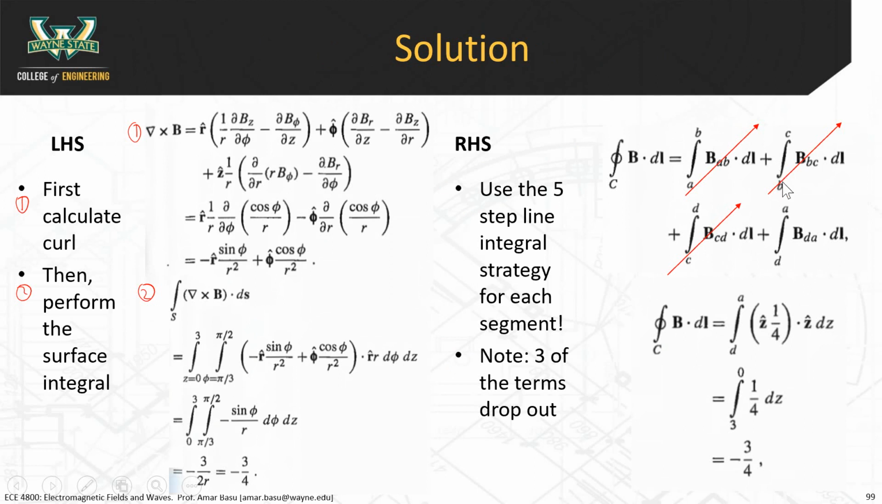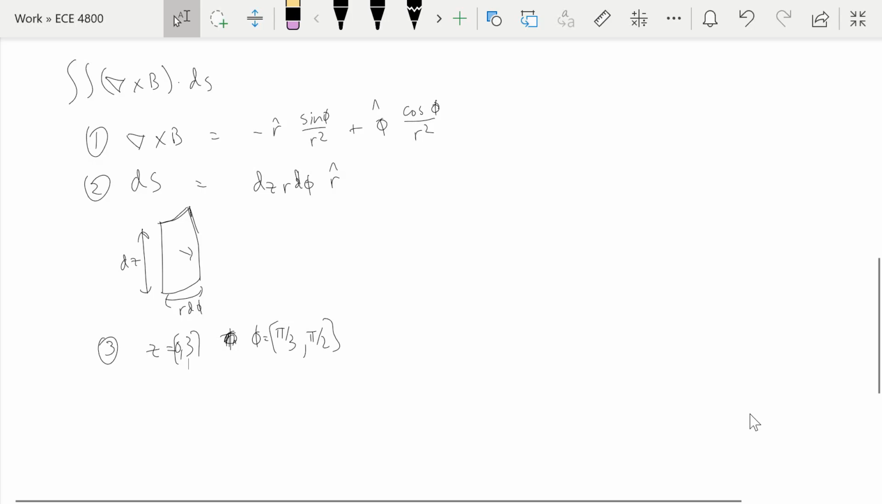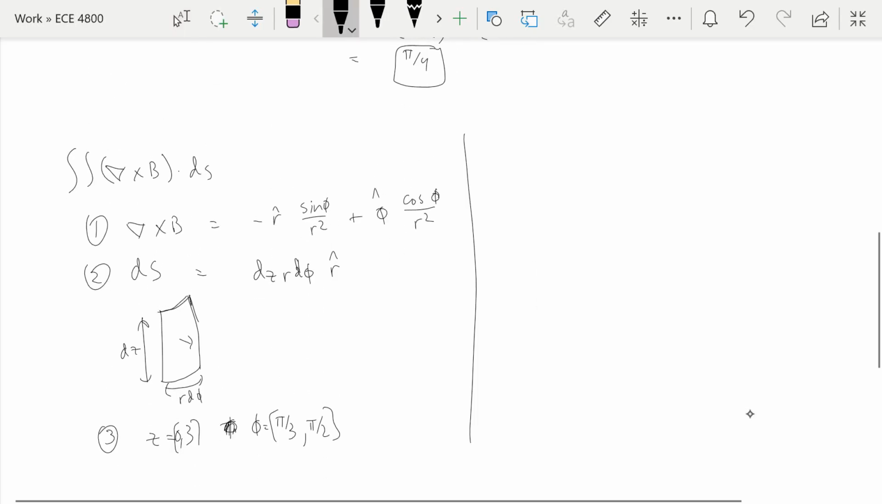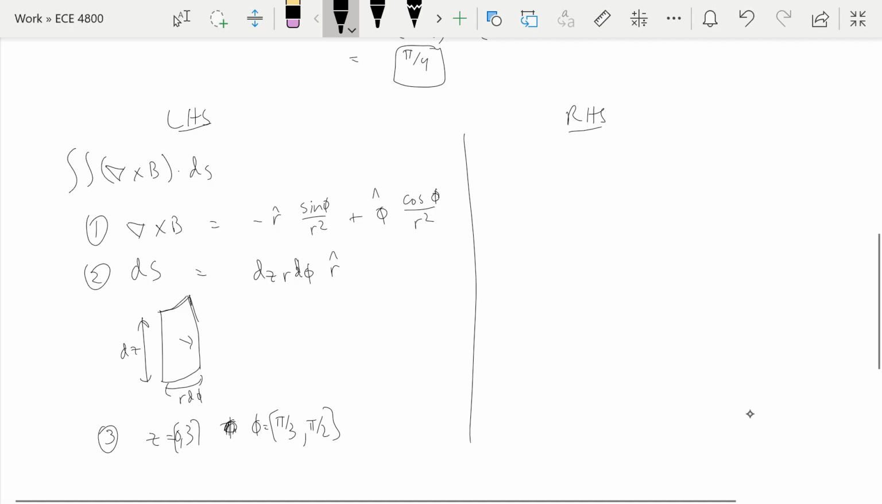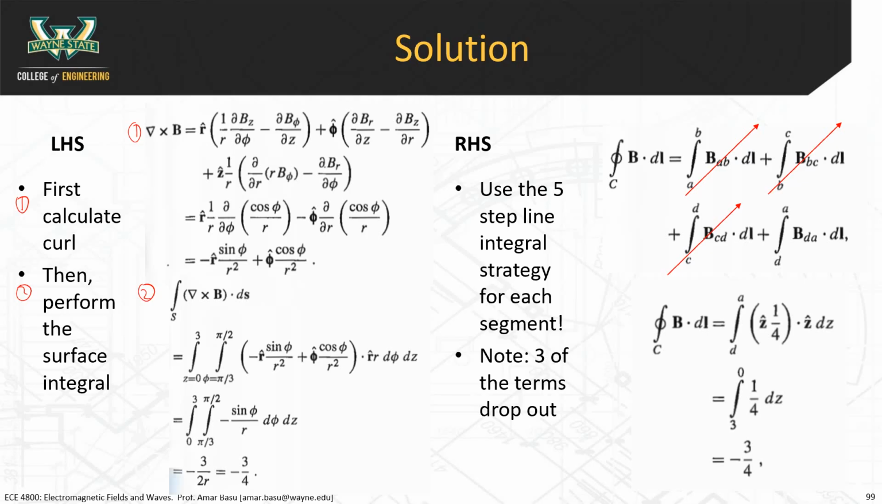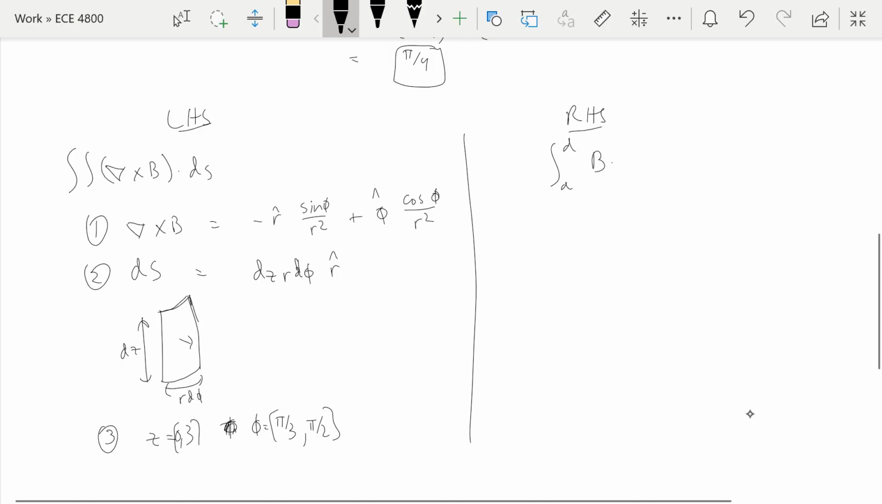And if you go and do the math, you'll find that this term also happens to go to 0. So you're left with just this integral A to D, and we go through that 5-step process of the line integral. Just to make sure that we're all on the same page, we can go through some of those steps. So this was the left-hand side, and this is the right-hand side. Integral from A to D of B dot dl.